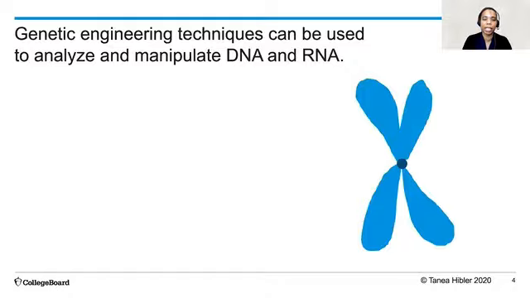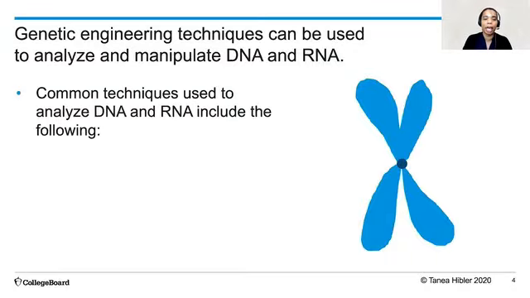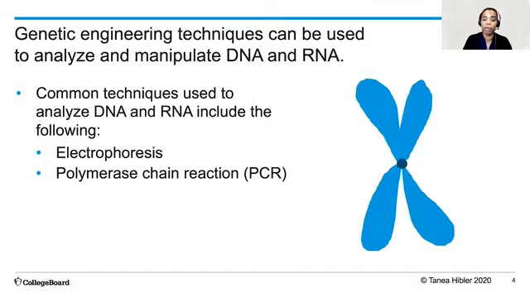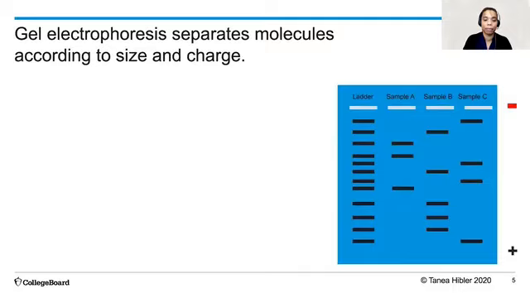Genetic engineering techniques can be used to analyze and manipulate both DNA and RNA. Common techniques used to analyze DNA and RNA include the following: electrophoresis, polymerase chain reaction (PCR), and DNA sequencing. Gel electrophoresis separates molecules according to size and charge.